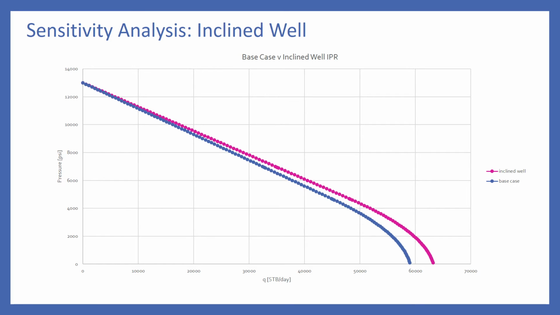The IPR experienced an increase in slope due to the decrease in skin. However, it is not much due to the expected small reduction in skin.